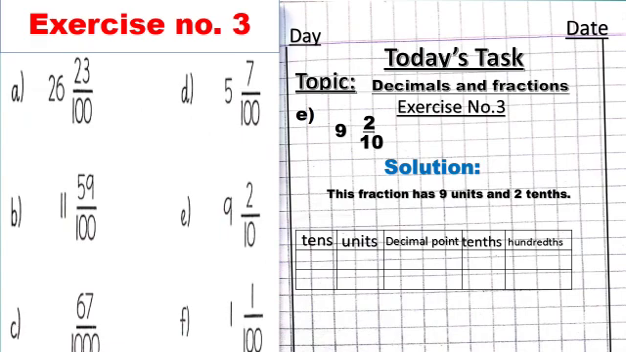Let's move to part E, that is 9 2 over 10. 9 is a whole number part and 2 over 10 is a decimal part. Look at this question. This fraction has 9 units and 2 tenths. So we will draw the decimal place value chart just like as, and then we will put 9 in the units place, then the decimal point, and then 2 tenths. So dear students, this fraction in decimal numbers is written as 9.2.